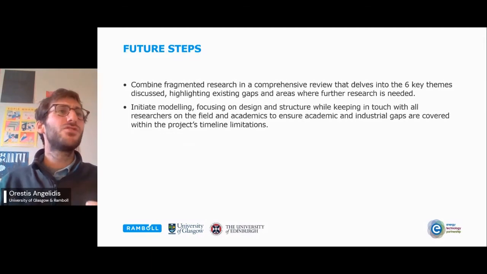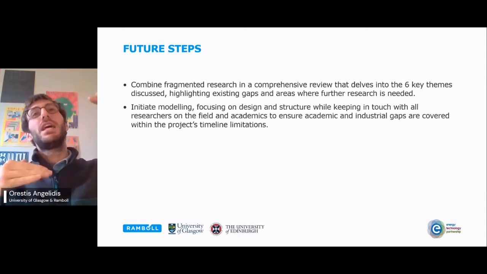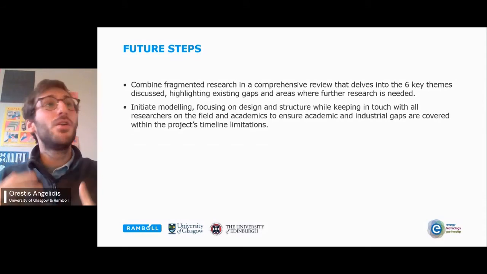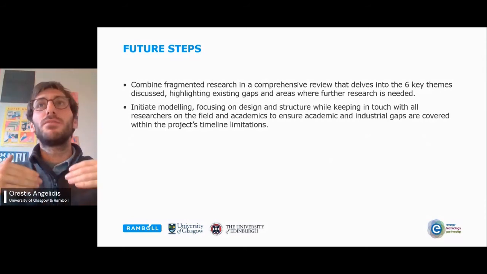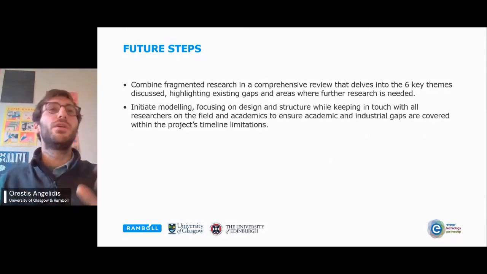So future research for me is to combine all this fragmented research, highlight these both industrial and academic gaps, and try to fill them through the modeling and by having a simulation tool that is open access, and we have some very valuable outputs that we can then map and show when we can use one and when the other.